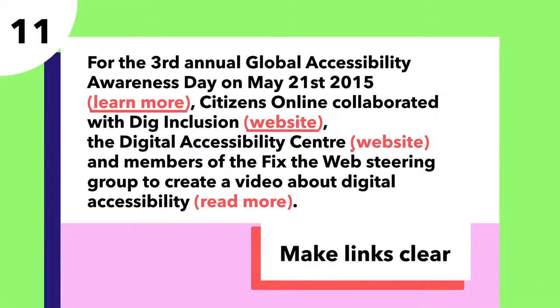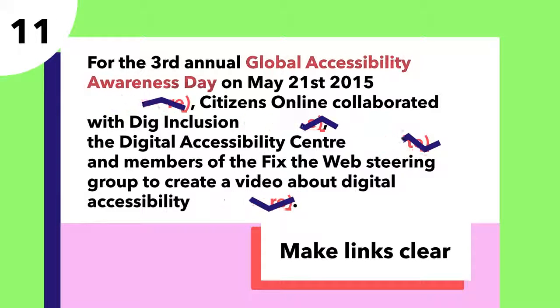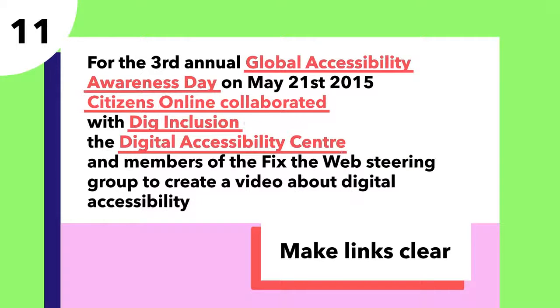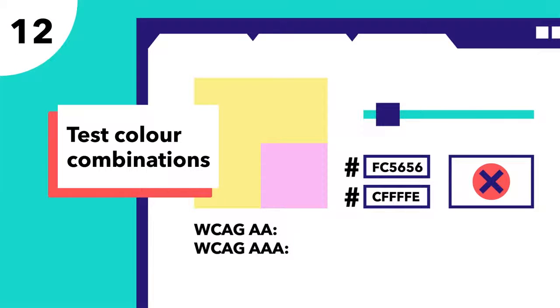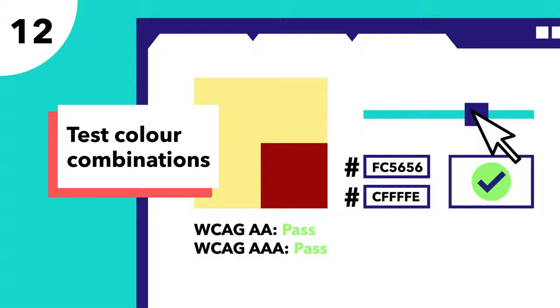Make sure that links stand out clearly from surrounding text and let users know if the link will open in a new window or download a document. Links need to be concise and descriptive so that if they're read on their own, people will still know where they go. Test text and background colour combinations and contrast online to ensure text can be easily read by people who are colourblind or have impaired vision.